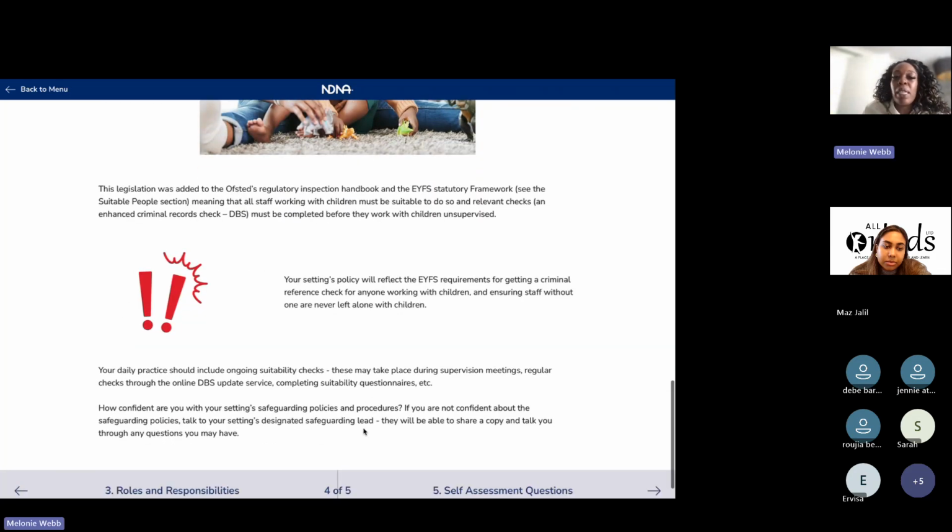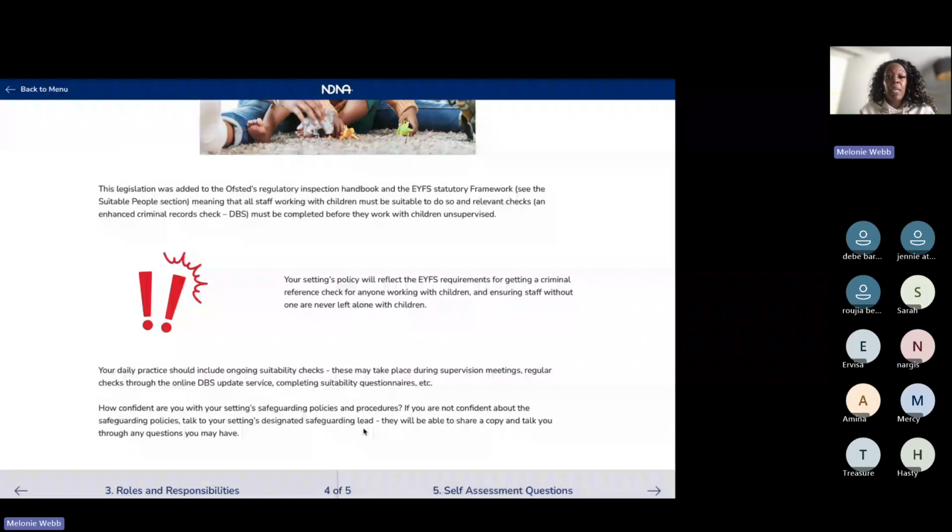So it was added to the Ofsted's regulatory inspection handbook and the EYFS statutory framework, meaning that all staff working with children must be suitable to do so and have relevant checks in place. Again, that is why we ask, and it is part of our policy, to have you on the update service, because that will automatically update us and alert us to anybody who is going to be deemed unsuitable to work. If you've received your new DBS in the last 30 days, can you please make sure that it is on the update service?